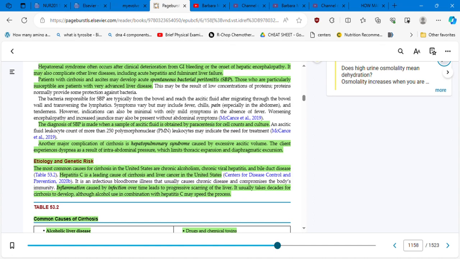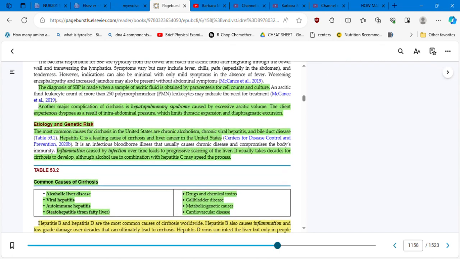counts and culture. Another major complication of cirrhosis is hepatopulmonary syndrome caused by excessive ascitic volume. The client experiences dyspnea as a result of increased intra-abdominal pressure with limited thoracic expansion and diaphragmatic excursion. It means that the edema, the fluid, is not going to let the lung expand. This is, as I told you previously when we were discussing hiatal hernia, each organ has its own space to expand, right? In this case, the fluid is not letting the lungs expand correctly.